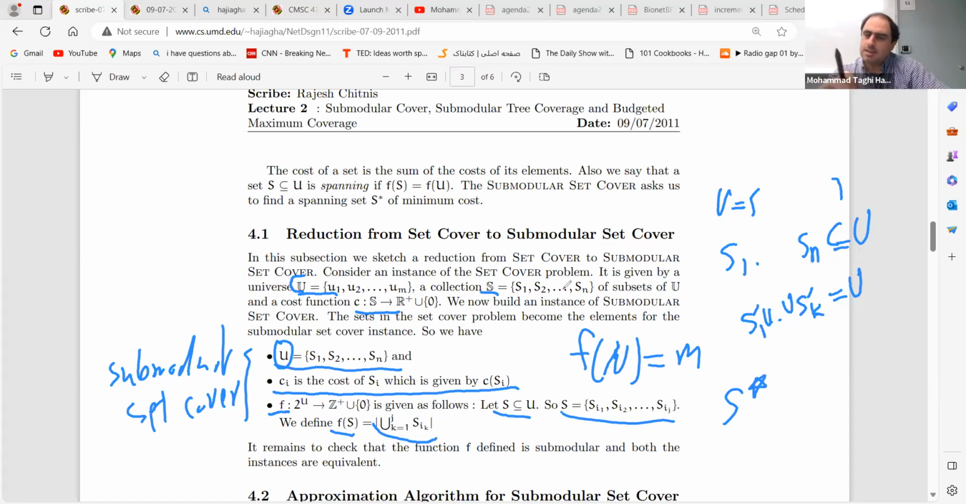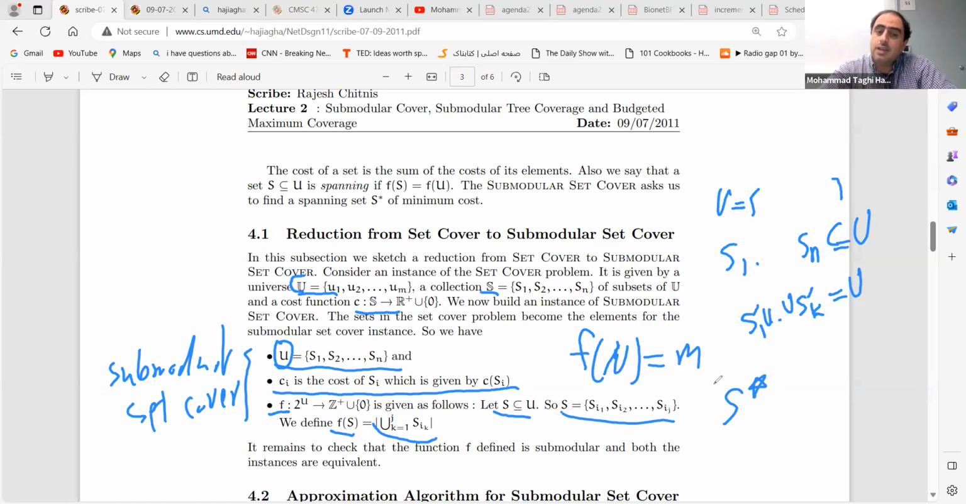It's even a bit non-trivial, a bit tricky. It's not just that U is the same U. You need to go from elements in set cover to the sets in the submodular set cover as the elements. But that's essentially it, and you can show that.